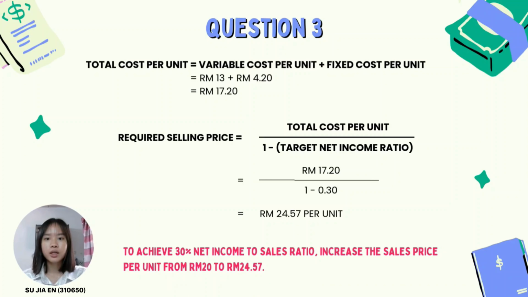So, in conclusion, in order to achieve a 30% net income to sales ratio, the company must increase its selling price per unit from 20 ringgit to 24.57 ringgit. This represents an increase of 4.57 per unit.